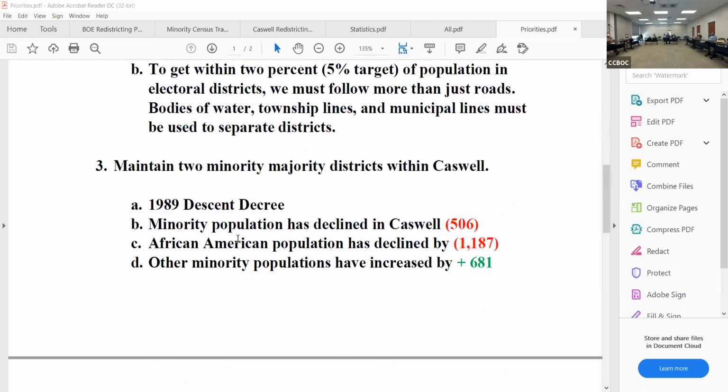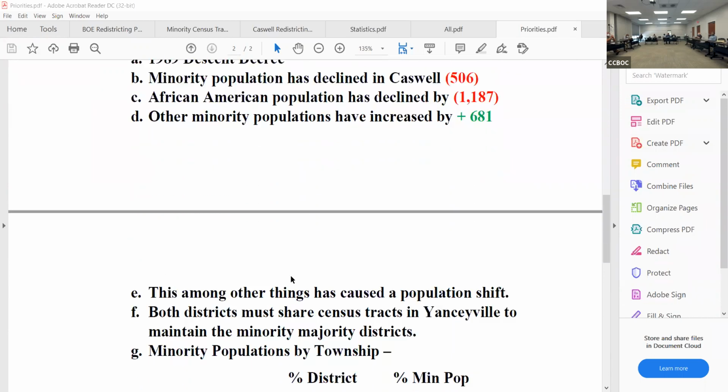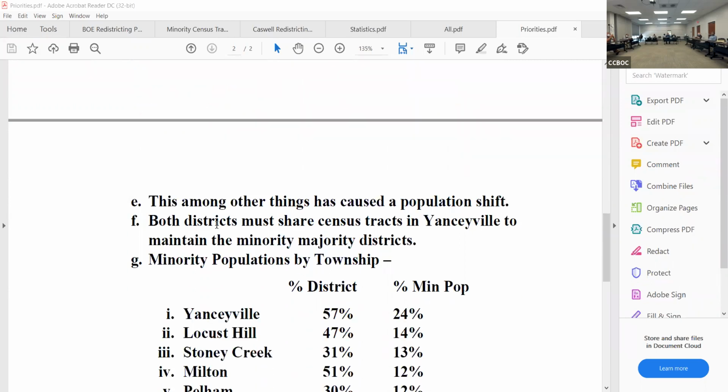And the third priority for the Board of Commissioners was to maintain 2 minority-majority districts within Caswell, and that's based on the 1989 consent decree. The minority population has declined in Caswell County in the last 10 years by 506 residents. The African-American population has declined by 1,187. Other minority populations have increased by 681. And these, among other things, have caused the population shift that we spoke about earlier. Both the minority and majority electoral districts must share census tracts in Yanceyville to maintain the minority-majority districts.